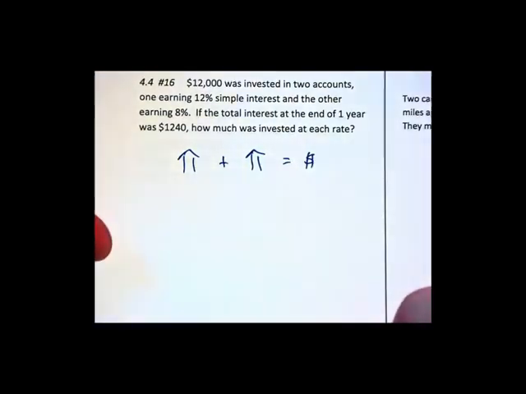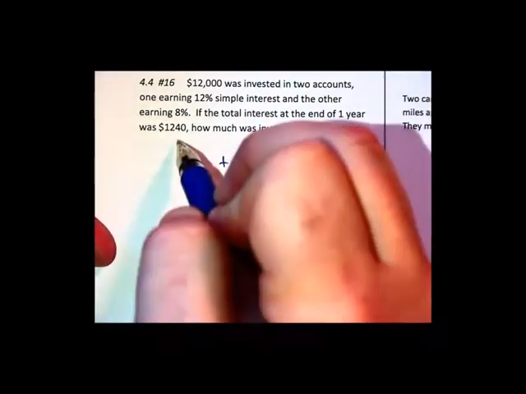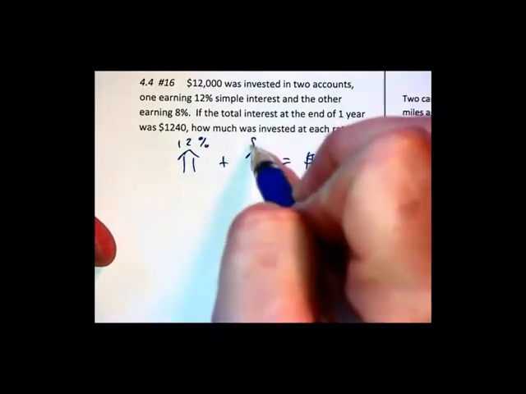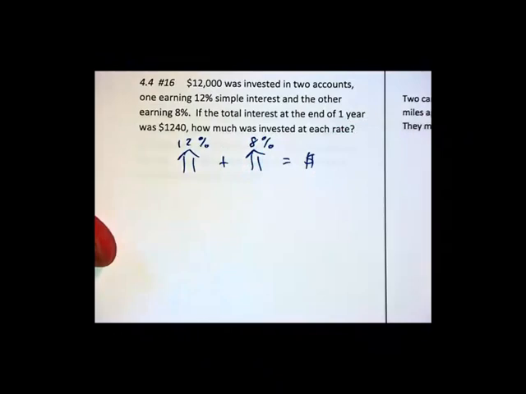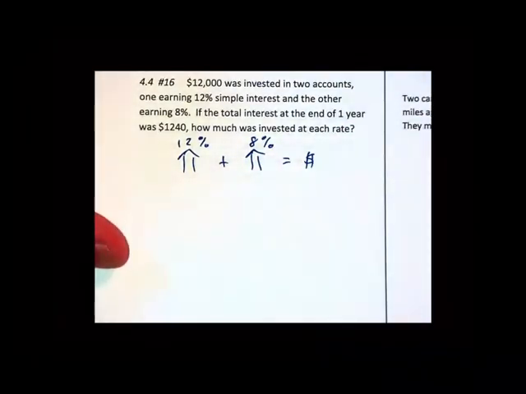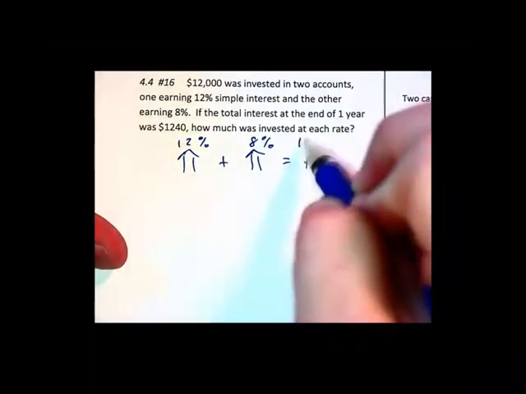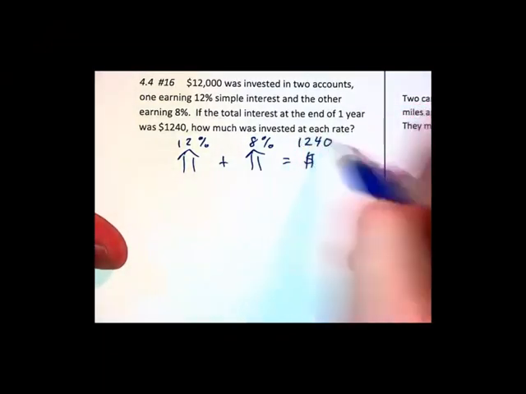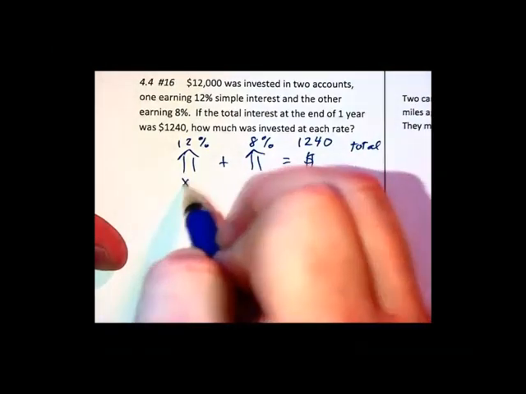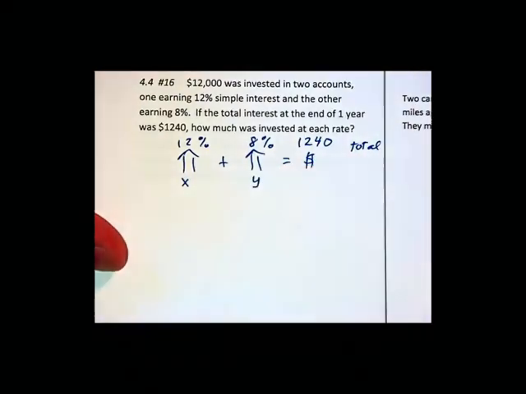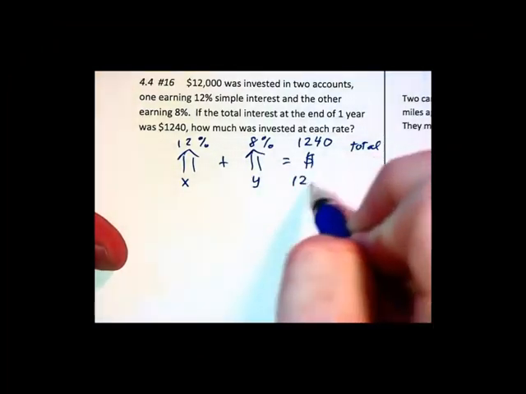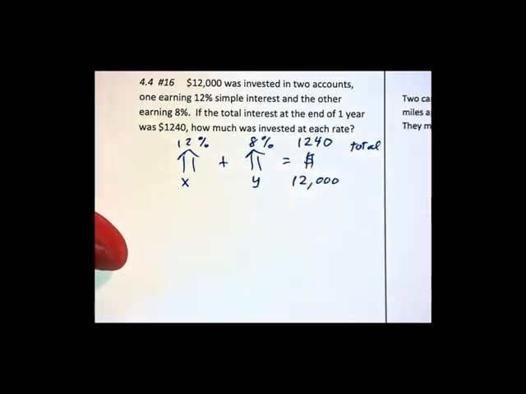I'm investing $12,000. Part of it's going in at 12%. Part of it's going in at 8%. My prices and percents go on the top. If the total interest at the end of the 1 year is $1,240, that actually goes up there on the top right. We want to know how much was invested, the amount x and y, into each of these accounts, knowing that $12,000 was the total amount invested.